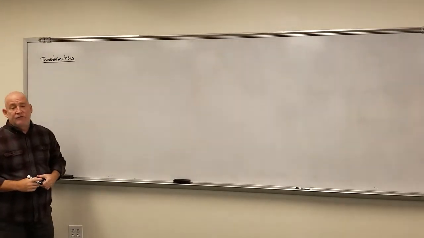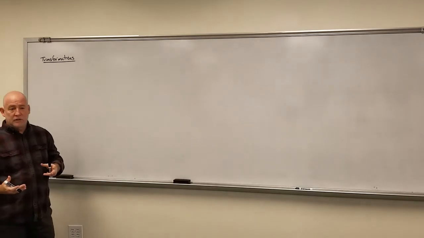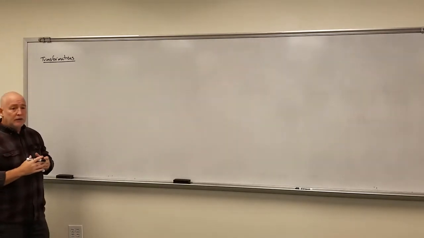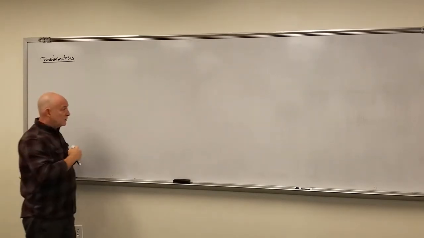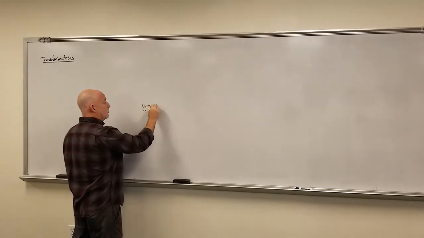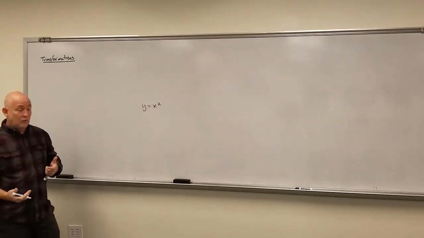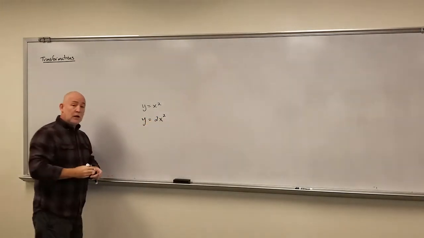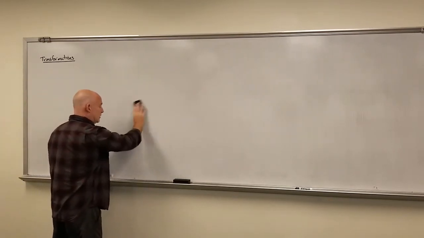In the past, we've seen what some of the basic functions look like. We know what our parabola looks like, or we know what the square root function looks like. But when we add extra things to the function other than just the basic function, say y equals x squared, how does that actually change or transform the graph if I say y equals 2x squared? So that's what we're going to take a look at right now: transformations.